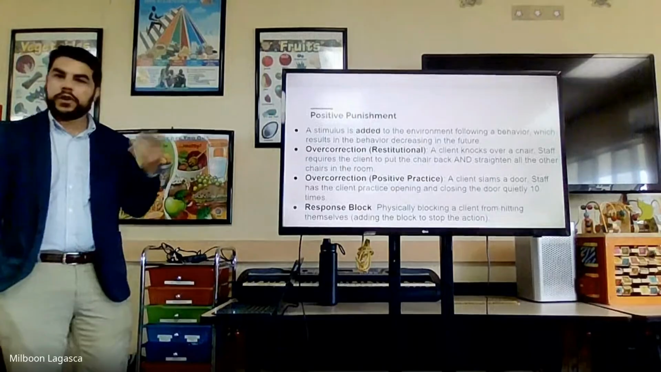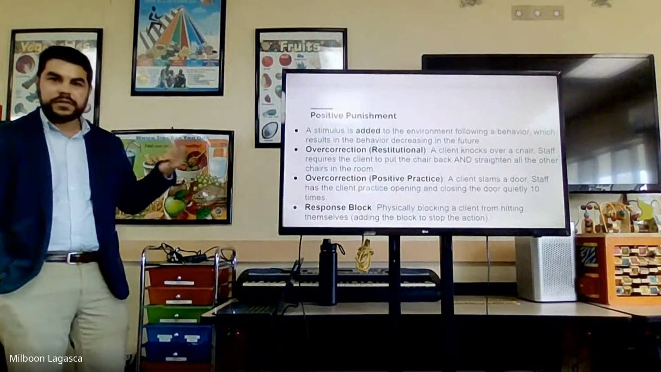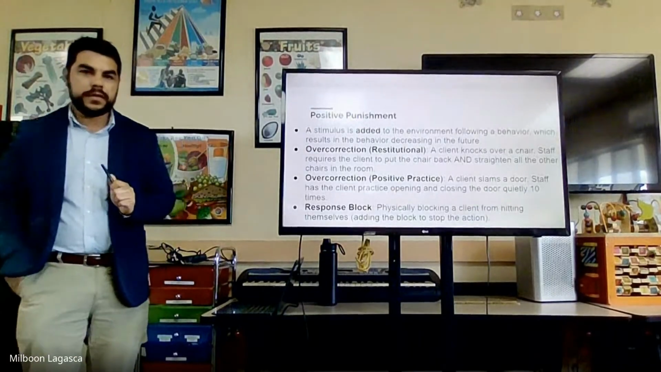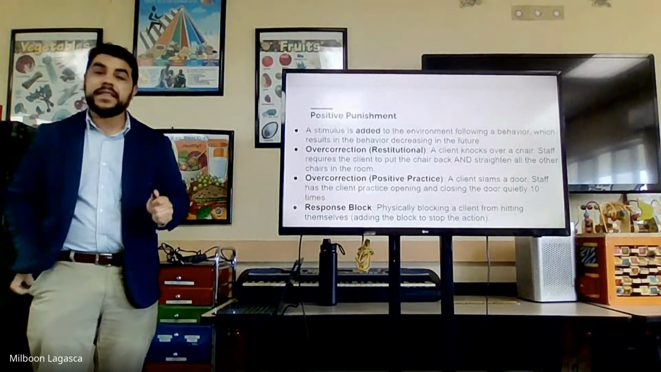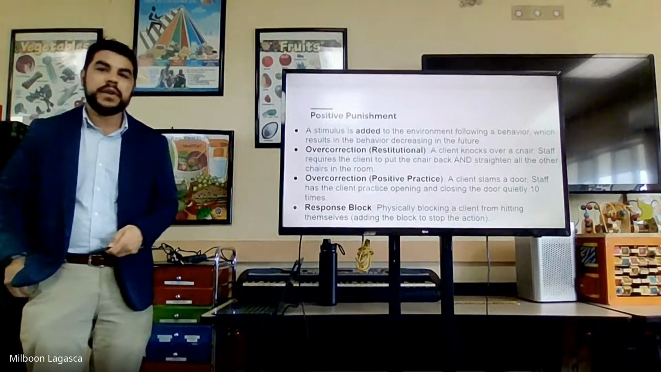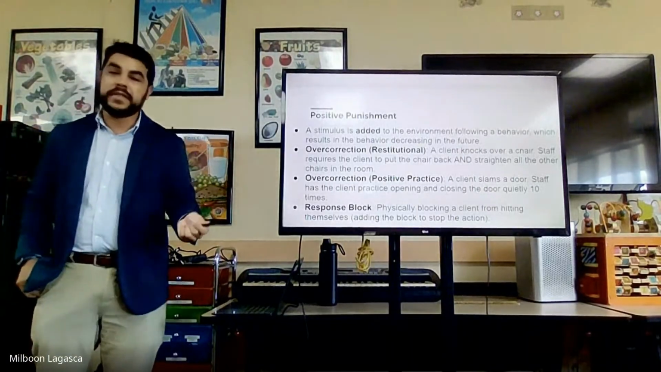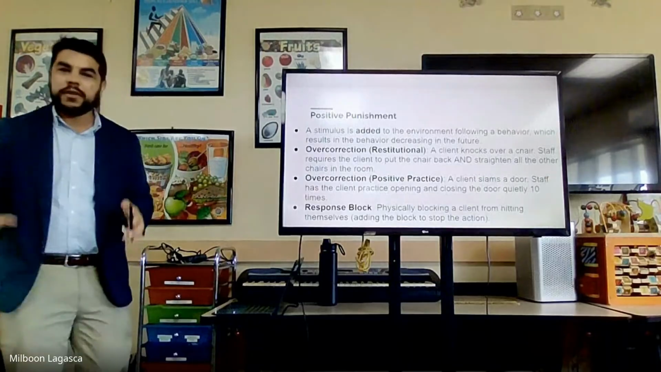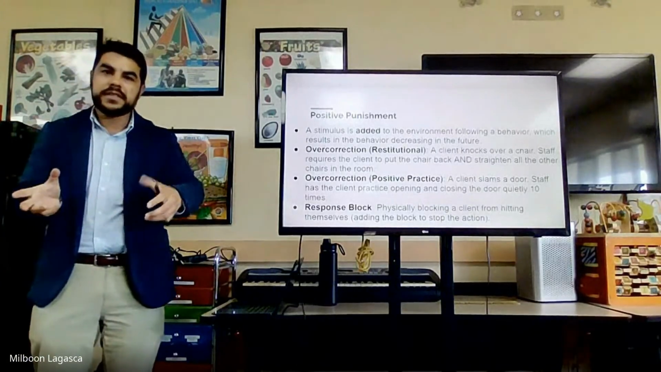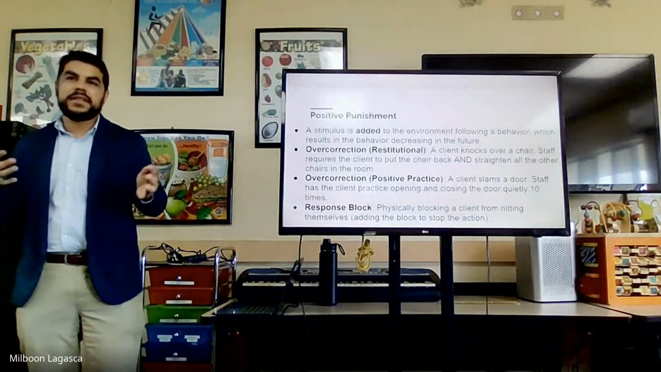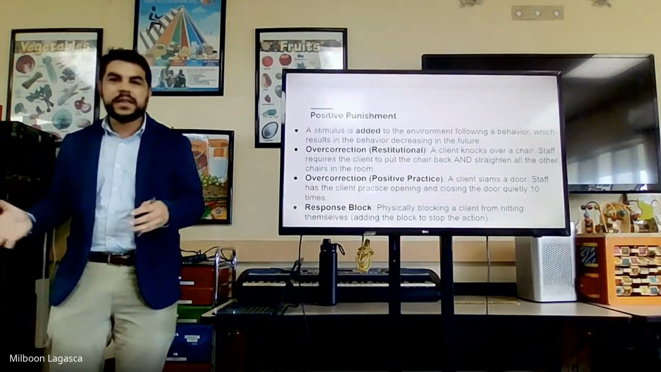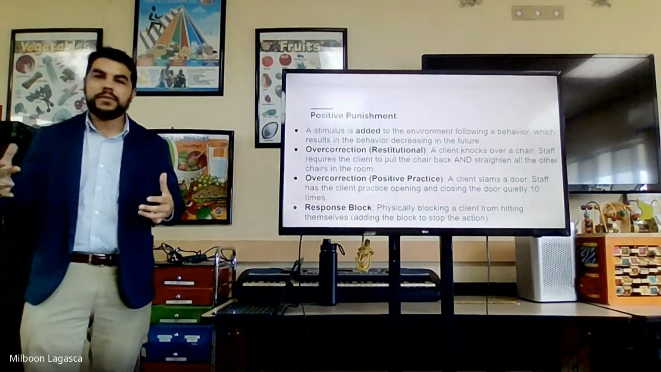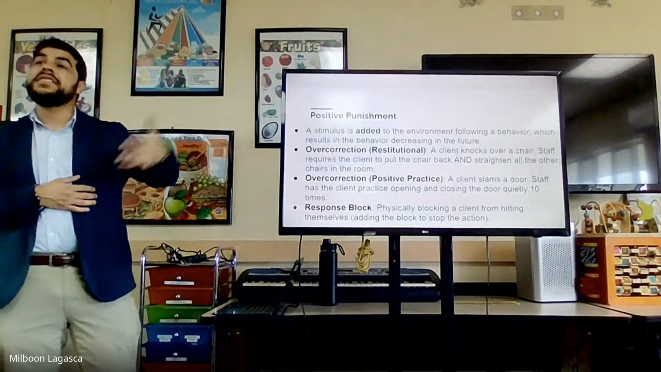This would be overcorrection, in terms of restitutional overcorrection. This is where not only do you have the individual do something to correct the behavior they did, but then you also have them do something on top of it. So for instance, if a client knocks over a chair, not only do you require them to get it back up and place it where it goes, but then you also have them do some other tasks like cleaning the table, sweeping the floor, taking out the trash, just so then that behavior is punished to the point where they don't want to do it anymore because, oh man, now I've got to do all these other things on top of that.